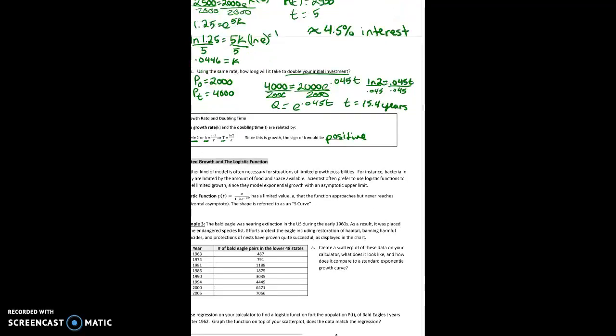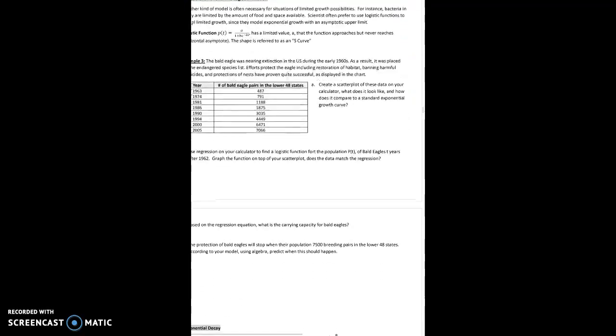Okay, let's talk about a different type of function that you've probably never heard of before. However, you might have seen the graph. It's called a logistic function. And a logistic function is the function that's used when we have a limited growth. In other words, it grows, but there's something that's holding that growth back, whether it's a limited amount of food or space or resources in general. So we use the logistic curve whenever we have a limited growth. And so they model the exponential growth, but then there is an asymptote. Asymptotic means you have an asymptote upper limit.